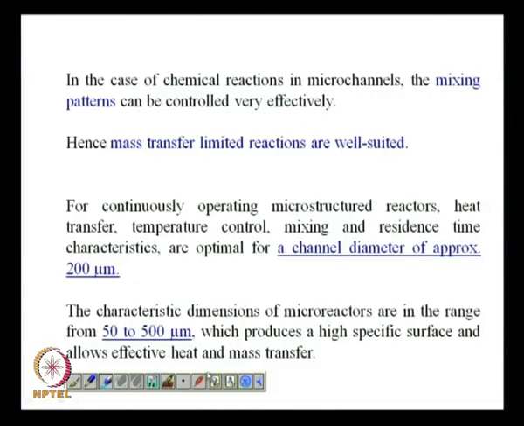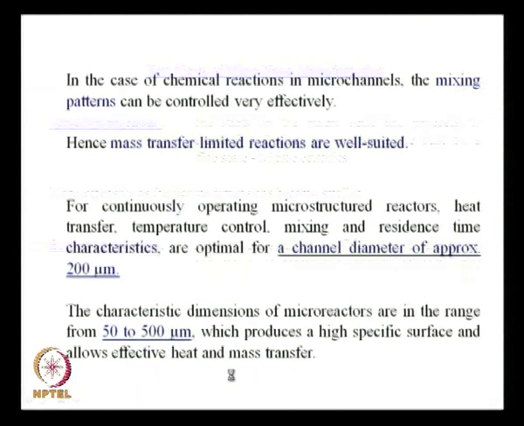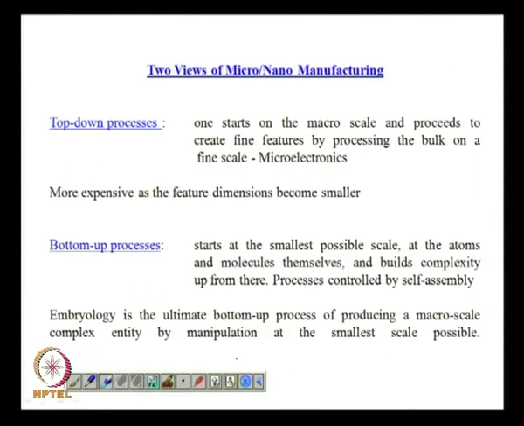So, how do you combine such channels together, ensure uniform flow through them, and have a system which would give you at least measurable quantities of the product? That is the challenge. That is the manufacturing challenge, that is the fabrication challenge. So, we would see what the practices are which are followed in such cases. So, two views of micro or nano manufacturing. One is the top down process, the other one is the bottom up process, one just the reverse of the other, it seems.